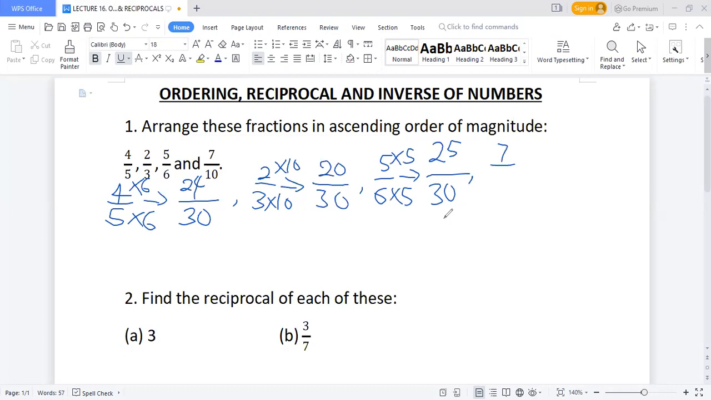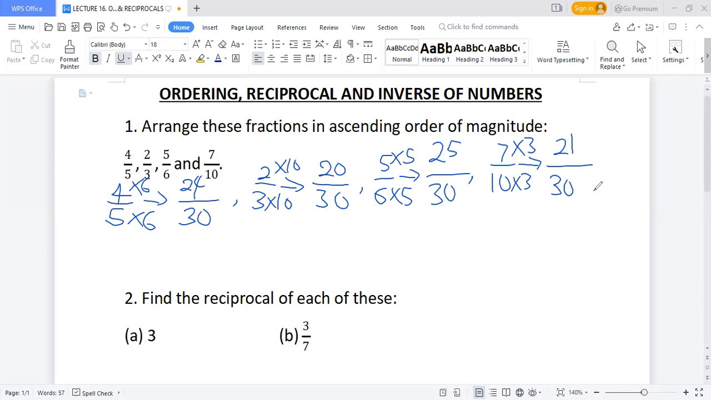And lastly, where we have 7 over 10, if this has become an equivalent fraction of 7 over 10, if you have something over 30, what do you use to multiply 10 to become 30? It is 3. Use the same 3 to multiply 7, and you get 21 over 30. That means 21 over 30 is reducible back into 7 over 10 by saying 3 in 21, 7, 3 in 30, 10.